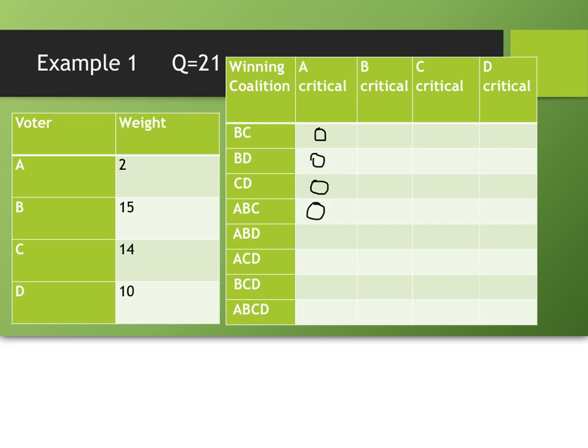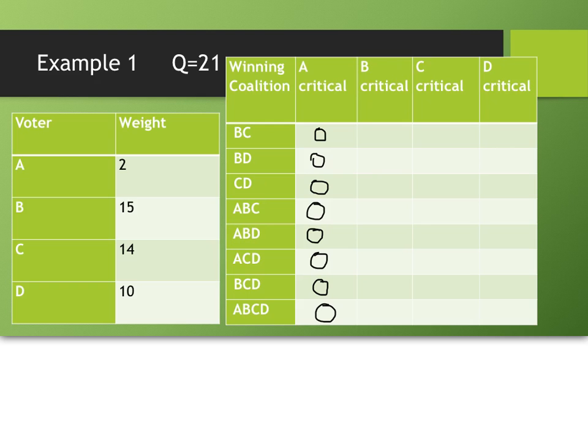All right, A, B, D. Well, B and D would have won, so A is not critical. In other words, what you're doing is you're going through and you're deleting every time you see an A and asking yourself, would that still have won? All right, C, D would have still won. So A, therefore, is not critical. B, D, C doesn't have A in it, so obviously A can't be critical if it's not there. And then A, B, C, D, if you delete A, you get B, C, D, that still wins. Okay? So A is never critical.